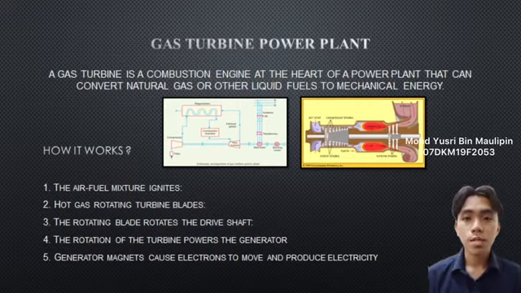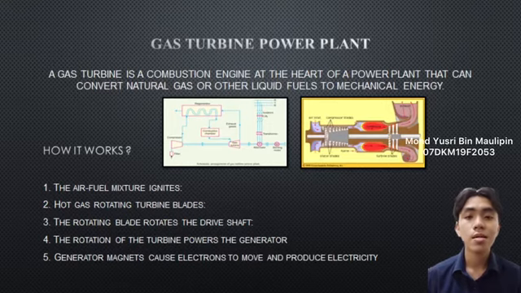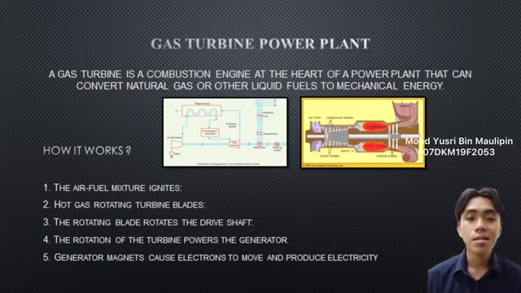How does a turbine work? First, the air-fuel mixture ignites. The gas turbine compresses the air and mixes it with the fuel, which is then burned at very high temperatures, producing hot gas. Secondly, hot gas rotates turbine blades. A mixture of hot air and fuel moves through the blades in the turbine, causing it to rotate rapidly.